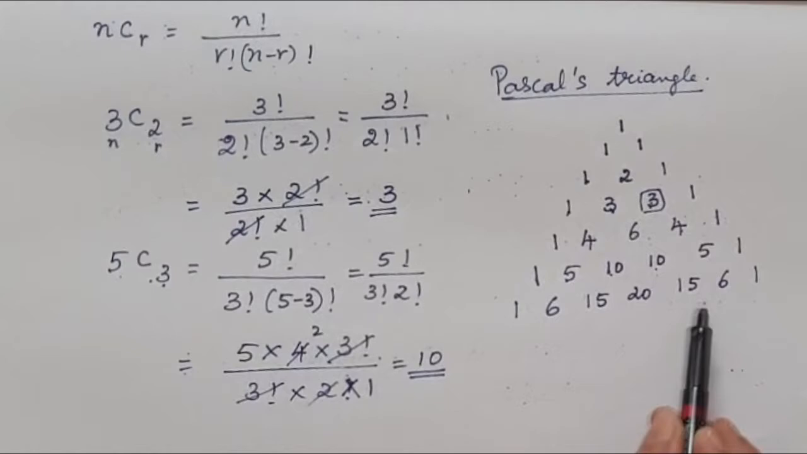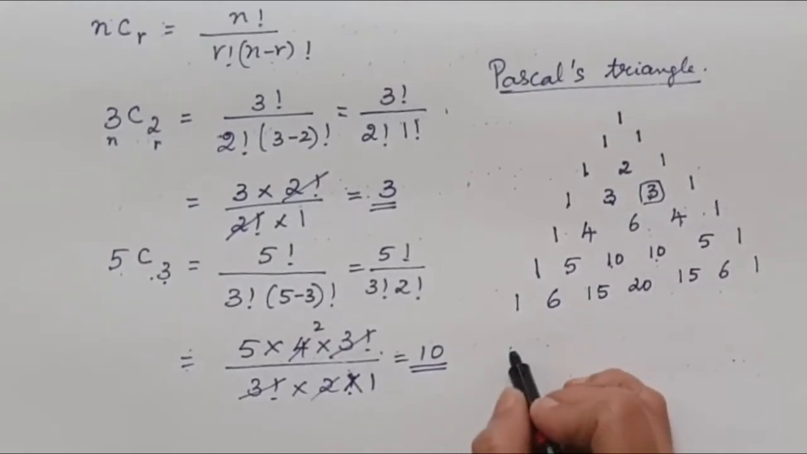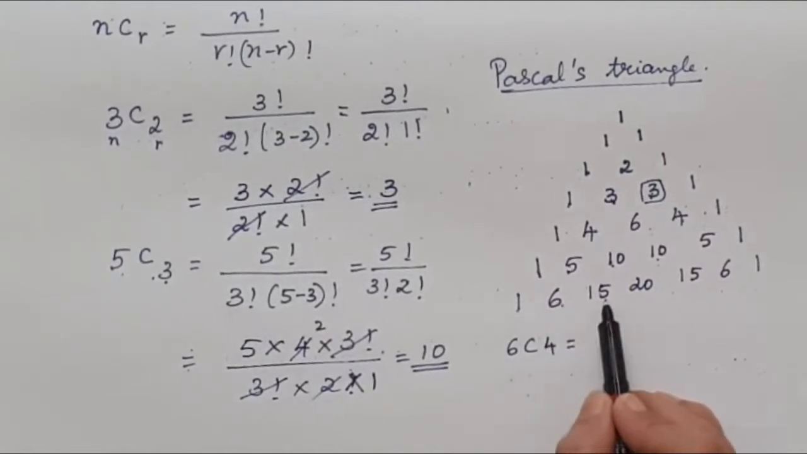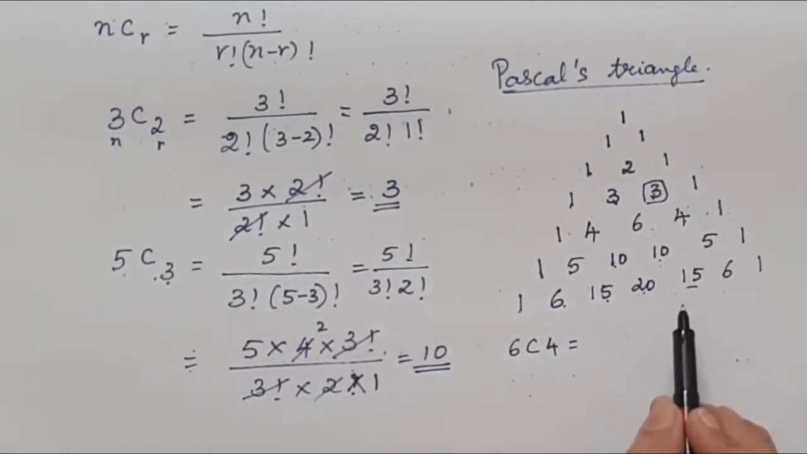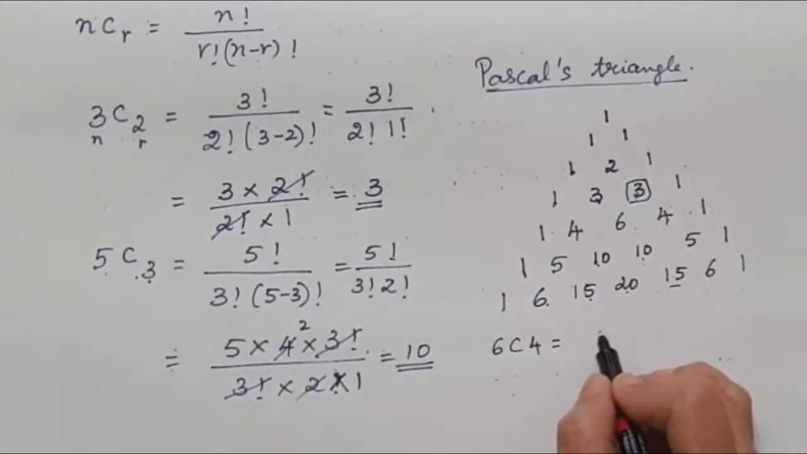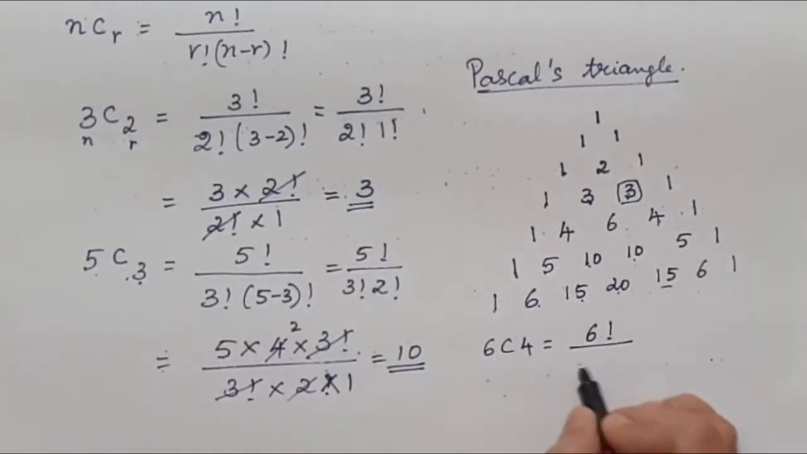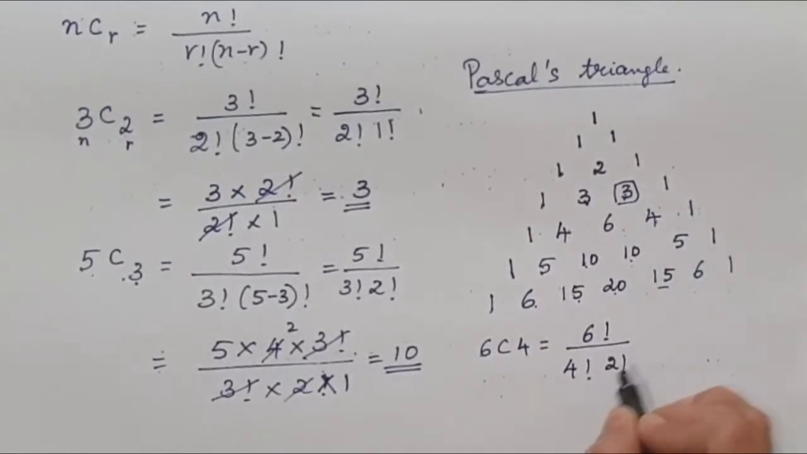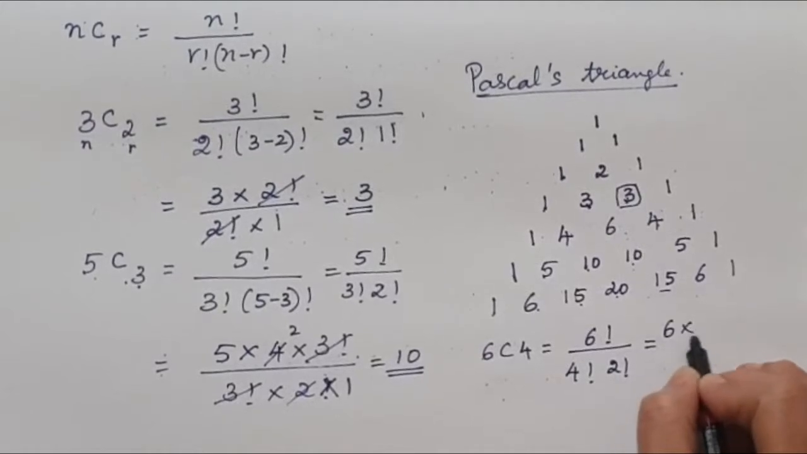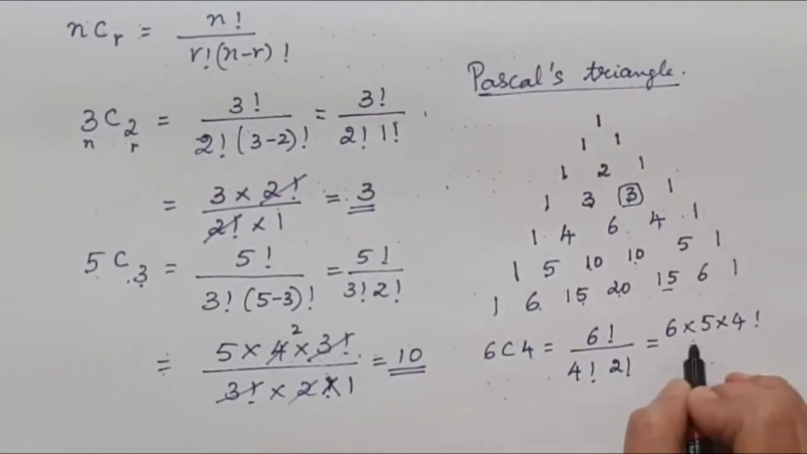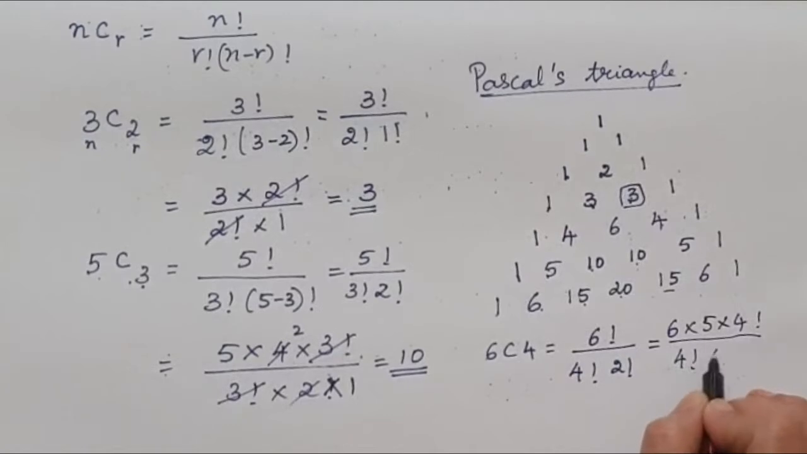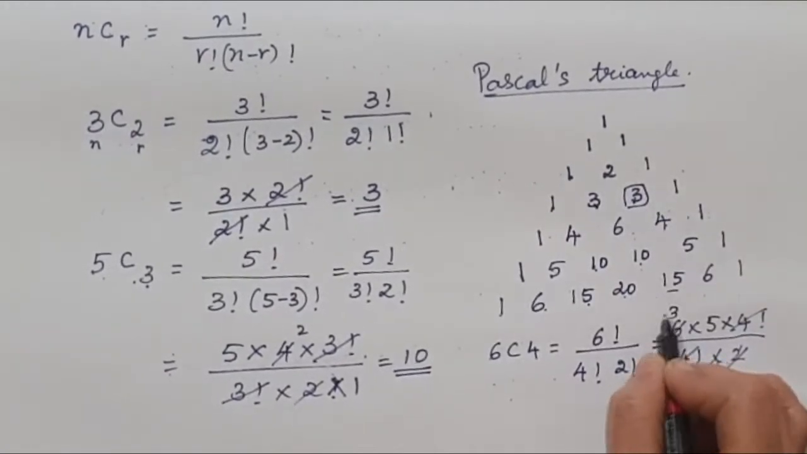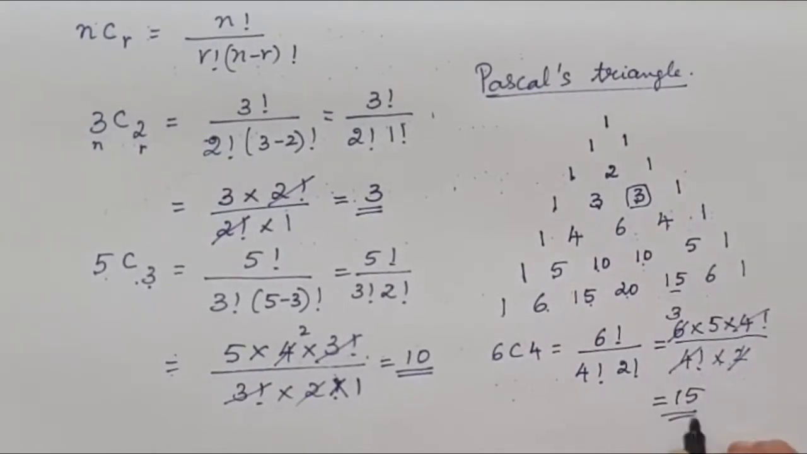Now we'll find a term in the sixth row. Suppose you need to find 6C4. 6C4 is 0, 1, 2, 3, 4. We need to get the answer as 15. Let us check whether we get it. So it is 6 factorial by 4 factorial into 6 minus 4, so it is 2 factorial. So this can be written as 6 into 5 into 4 factorial divided by 4 factorial into 2. This 4 factorial and 4 factorial get cancelled. So it is 3. See, we got our answer as 15.